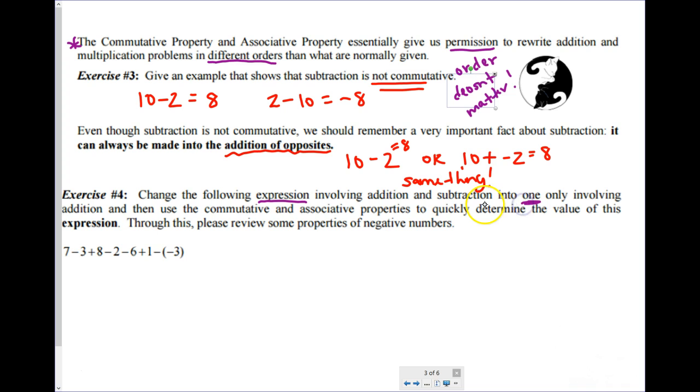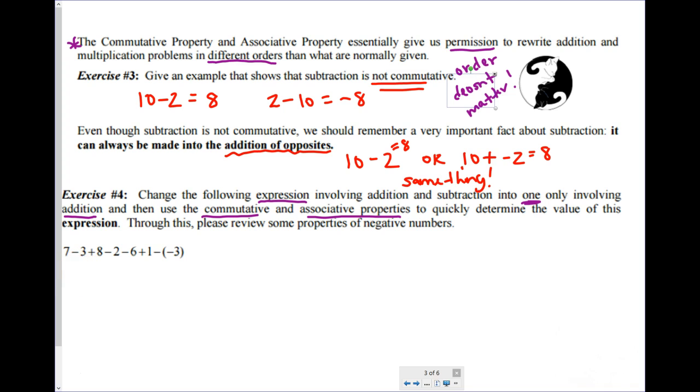Number 4, change the following expression involving addition and subtraction into one involving only addition. So we want addition symbols: plus something, plus something, plus something, plus something. And we're going to use the commutative and associative properties to quickly do this. While we're doing this, I'm going to review some properties of negative numbers because it's been a while since you've been in math over the summer.